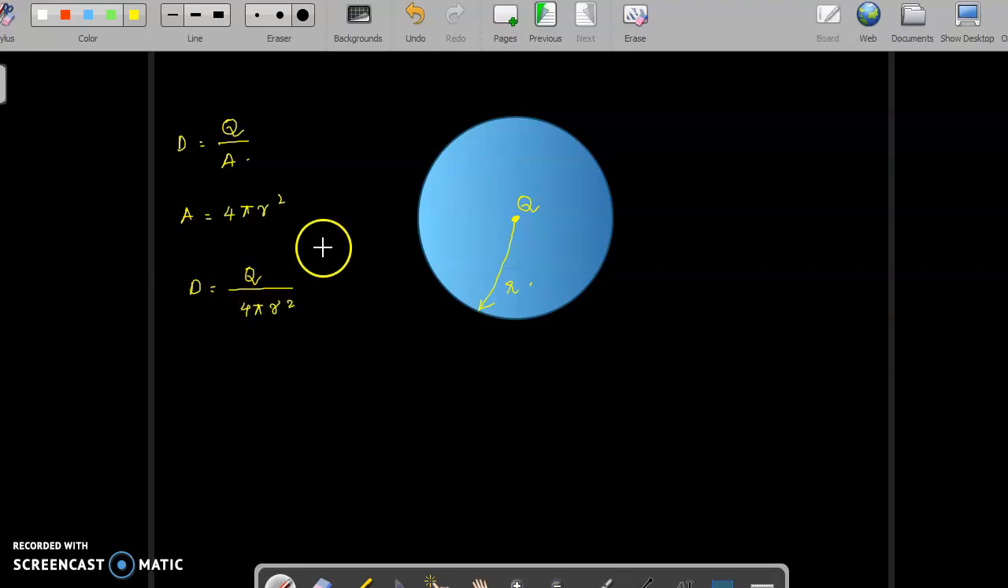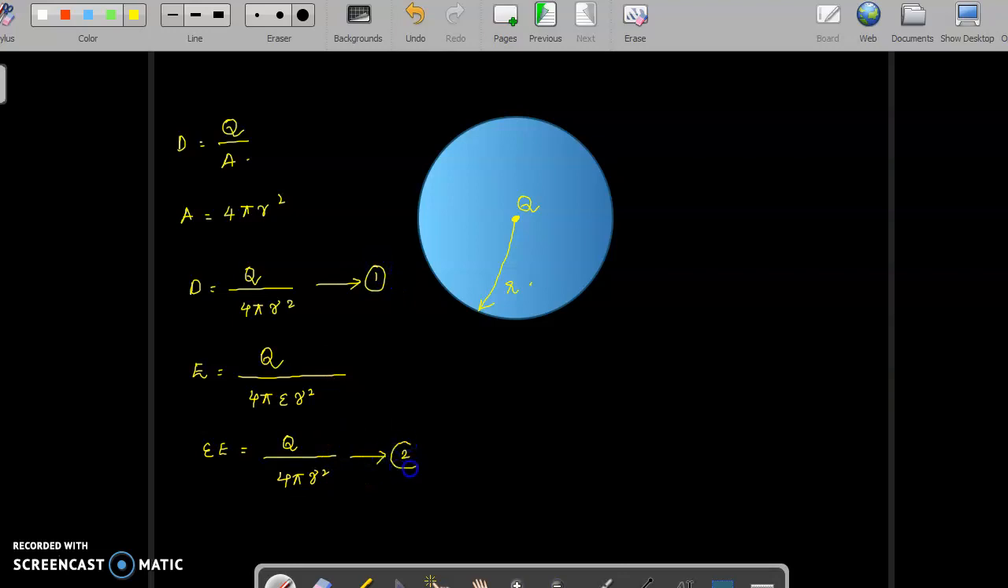If we correlate this expression with the electric field intensity, the expression of electric field intensity is Q by 4 pi epsilon r square. I am taking this epsilon to the other side of the equation. So epsilon E becomes Q by 4 pi r square. Let us take this as number 1, this as number 2. Then compare 1 and 2. So D becomes epsilon E.